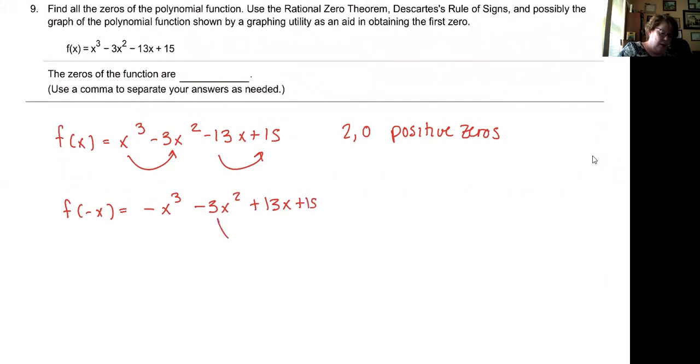That looks like 1 sign change. So I do know one of them is negative. So absolutely positively one of these zeros is a negative. So maybe I graph it and see where it crosses the x-axis in the negative direction and figure out what that zero is. You could do that.